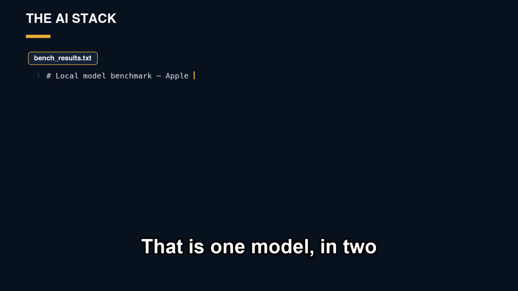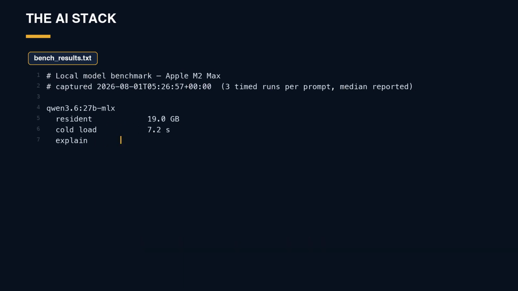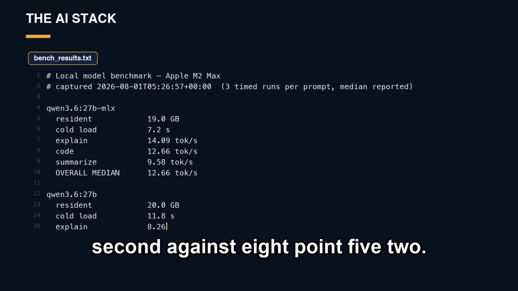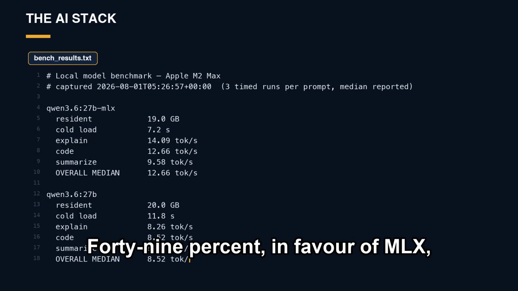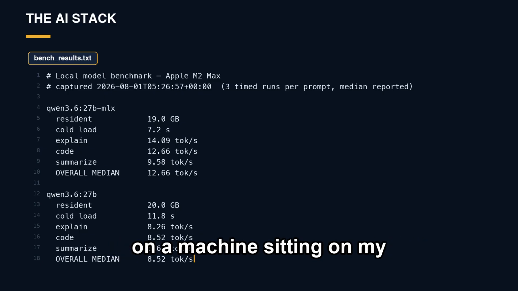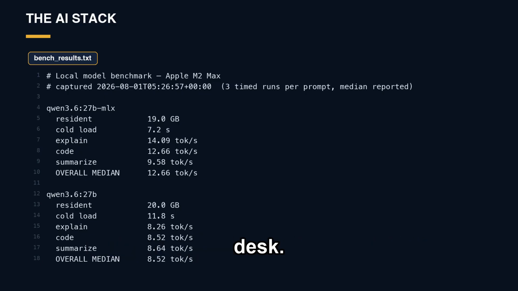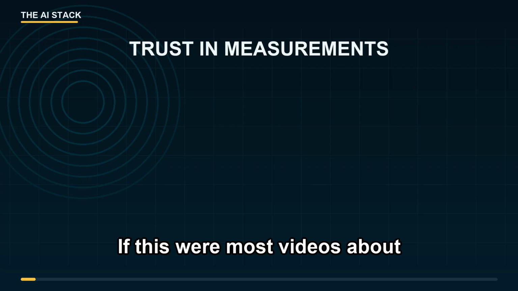That is one model in 2 runtimes on one laptop. 12.66 tokens a second against 8.52. 49% in favor of MLX on a machine sitting on my desk. If this were most videos about local AI, that number would be the whole video.